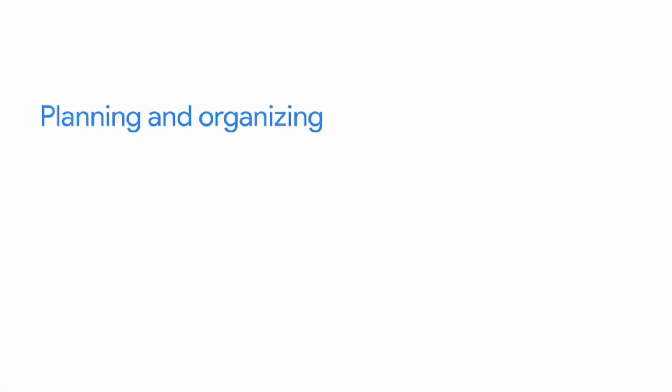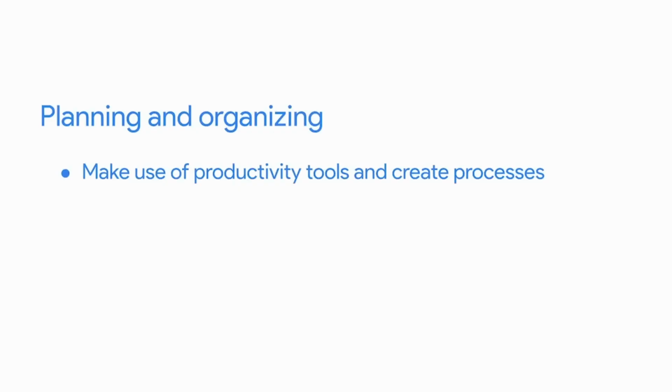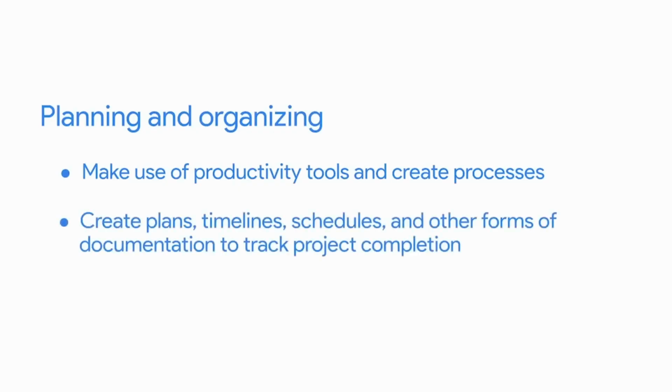Let's break these down into examples of responsibilities that you might find in a job listing for a project management role. We'll start with planning and organizing. One responsibility that falls under the umbrella of planning and organizing is making use of productivity tools and creating processes. During the planning and execution of a project, you might need to use certain tools and develop processes to improve information sharing across the team. You may also need to create plans, timelines, schedules, and other forms of documentation to track project completion.